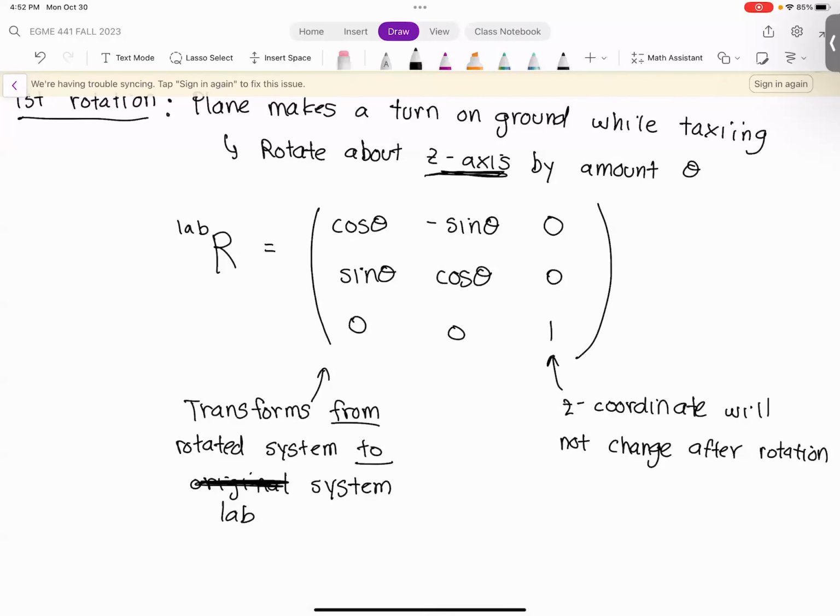The standard that I'm going to use here for the transformation matrices is that whatever's in the top left, that's what we're transforming to. That's our destination. And in the bottom right, that's what we're transforming from. So in this case, after the first rotation, we're going to end up in configuration 1. This transformation matrix transforms from configuration 1 back to the lab configuration. And so we call this lab R1.